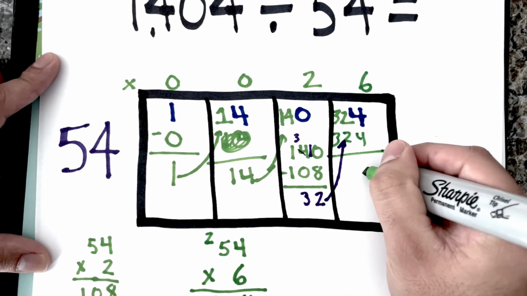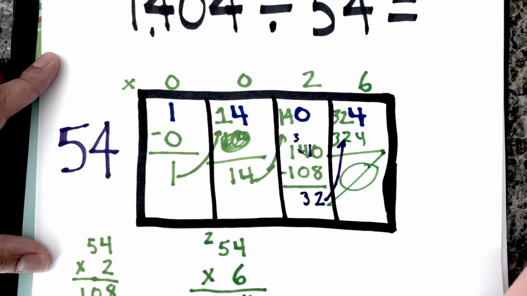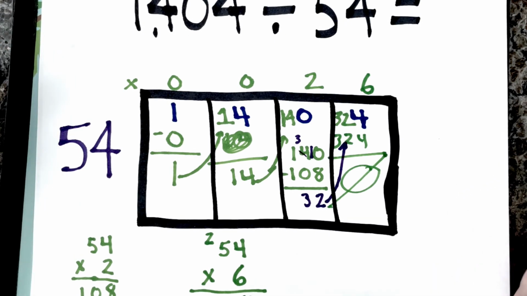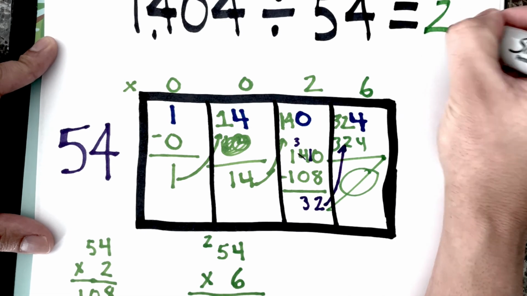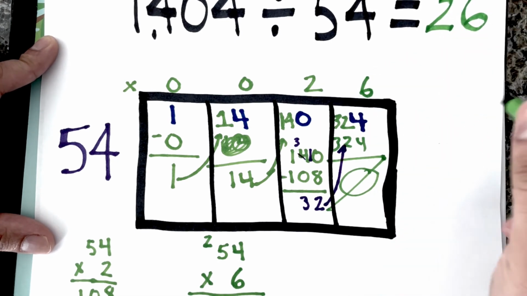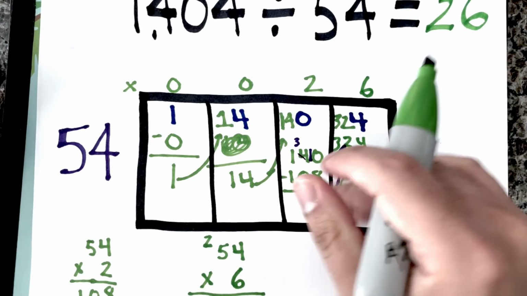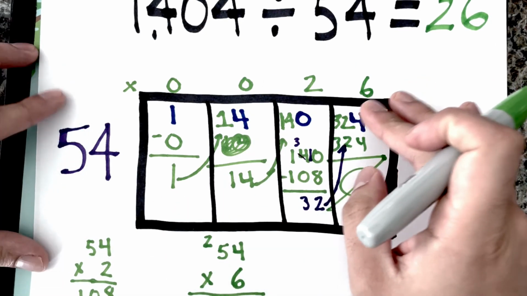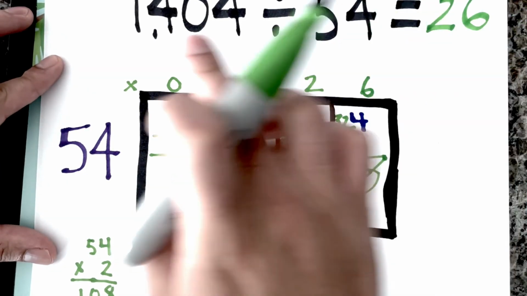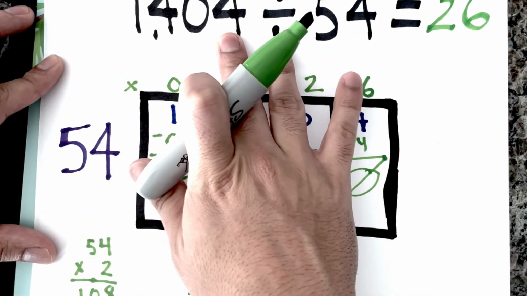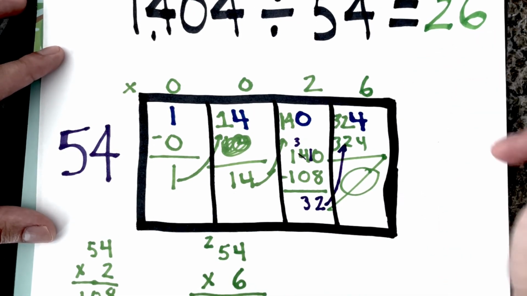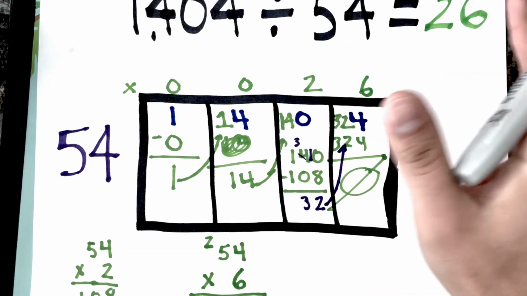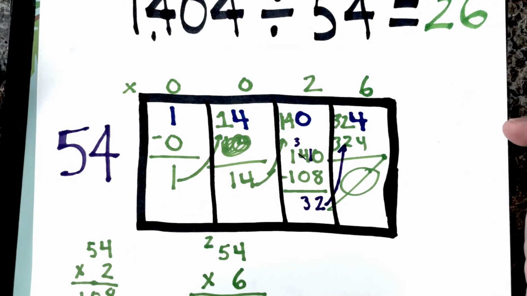Boom. And now we're left with the 0, baby. We found the answer. So the answer is 26. Bam, there it is. So now we know that if we have 54 family members and we have 1,404 cookies, we can give 26 cookies to each family member, and everybody will get them evenly.